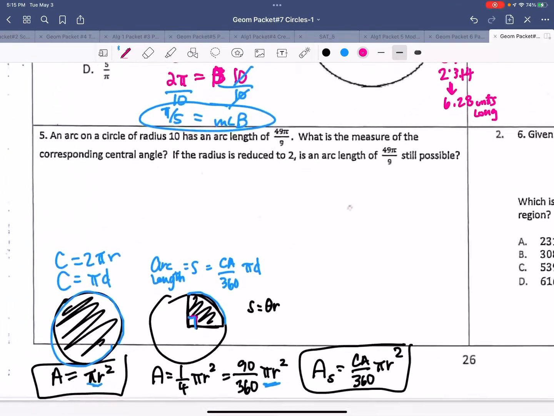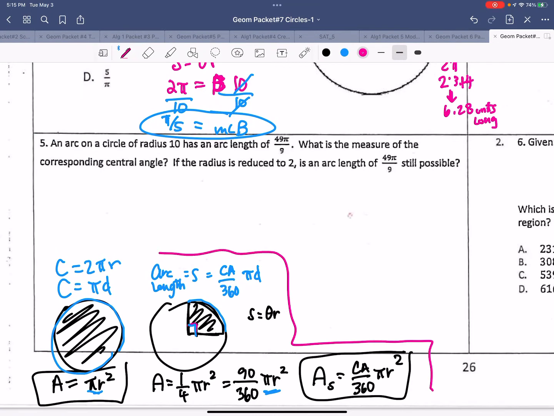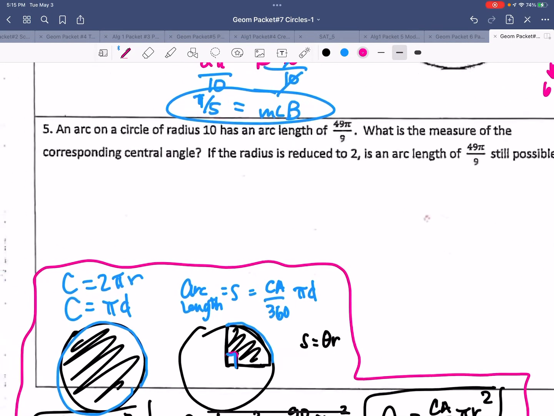We took some notes down here, so let's just section this off for ourselves. Question number 5 says, an arc on a circle of radius 10 has an arc length of 49 pi over 9. What is the measure of the corresponding central angle? We don't know the central angle, but we know the arc length is 49 pi over 9.